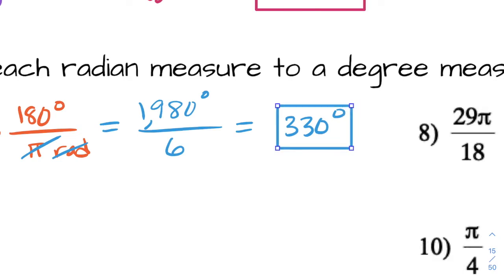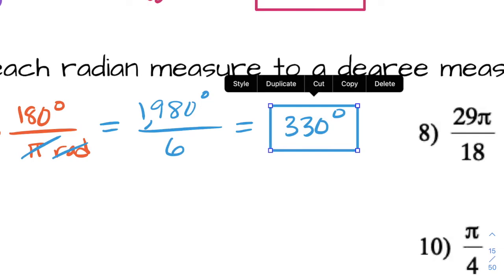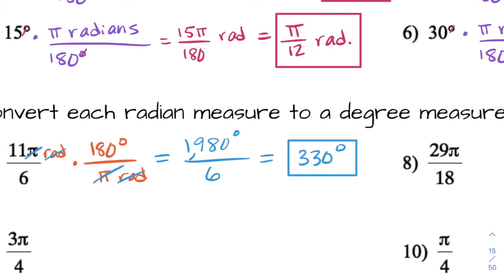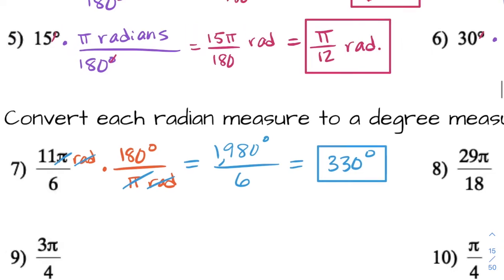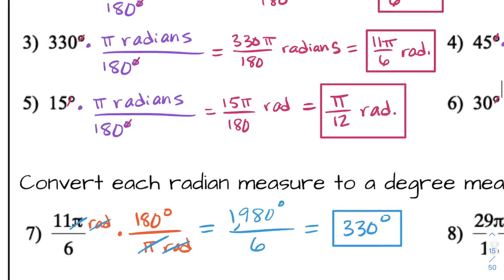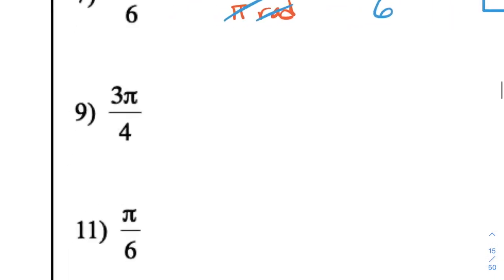And there you go. These tend to be a little bit easier because you don't need to worry about simplifying them. You just do division and then you get a degree measure. Now take a look. 11 pi over 6. See how we had that one up here? It was 330. So it's the same thing, okay? We're just going the reverse direction.